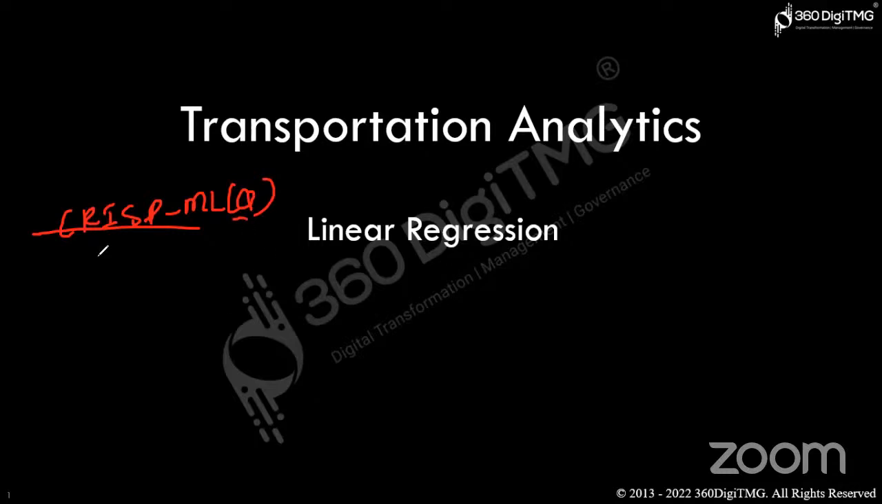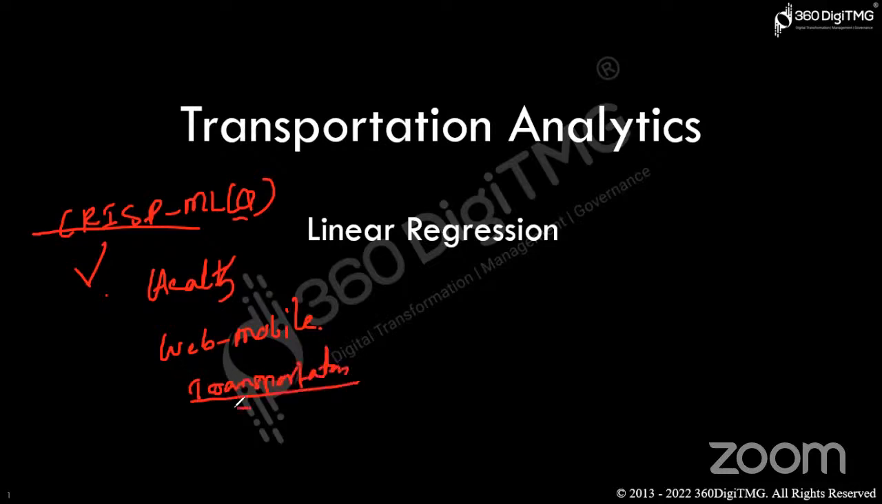It could be any domain. Last time, the very first domain that we discussed in this series was the healthcare domain. In that also we used the same CRISP-ML methodologies, and after that we discussed web and mobile analytics. The same CRISP-ML methodology we are supposed to apply, and now we are discussing transportation analytics. Here also we are applying the same CRISP-ML methodologies.